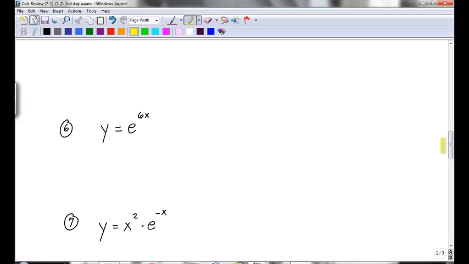Okay, on this one, y equals x squared times e to the negative x. Now, the critical part of that is that little dot. Which rule? Times means product. Product rule. Remember, they're going to throw back in product rule, quotient rule, chain rule. So you can't ignore that little sign. Now take the derivative, product rule.